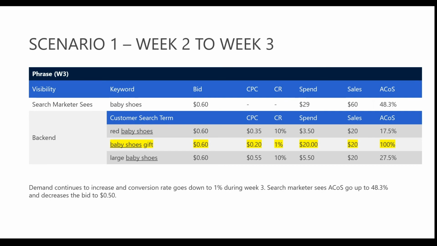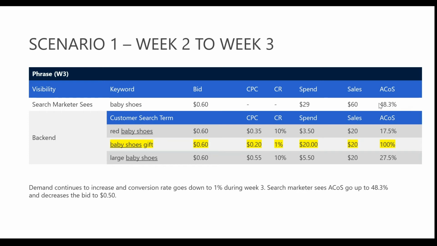The following week, demand continues to increase. Conversion rate goes down to 1%, even more clicks to get an order, very competitive. The search marketer now sees the ACoS goes up to 48.3%, right? We're at more clicks to the order for this customer search term. We spent $20 to get a $20 sale. That's 100% ACoS. On the aggregate, we see ACoS go up to 48.3%. So as a result, that's 18.3% above their target.